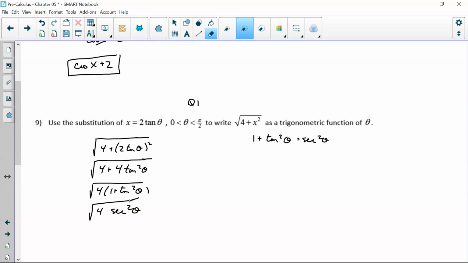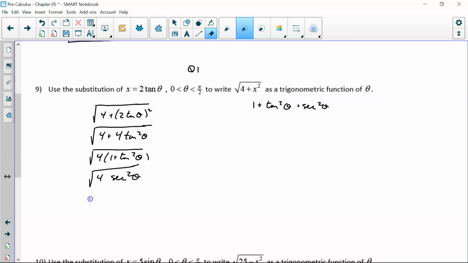Using our properties of radicals, the product property, the square root of 4 and the square root of secant squared theta, we end up with 2 secant theta. Remember, when we solve, we get 2 solutions. Because we're looking at quadrant 1, we're going to keep the positive, so it's just 2 secant theta. That might change if we were in a different quadrant, but because we're in quadrant 1, keep it positive.